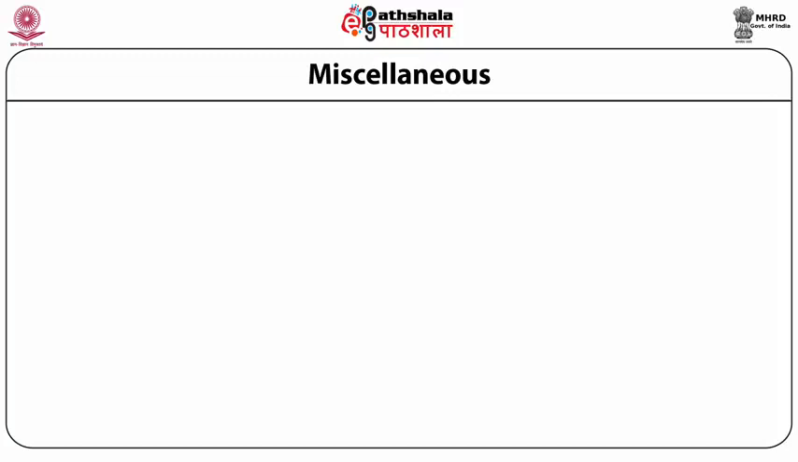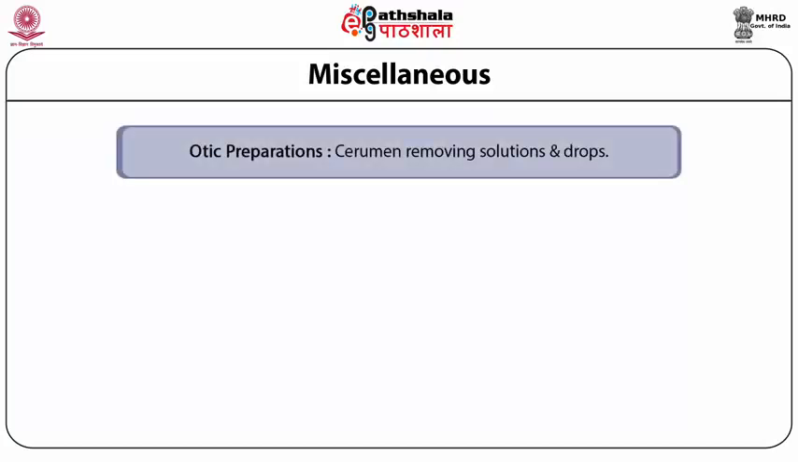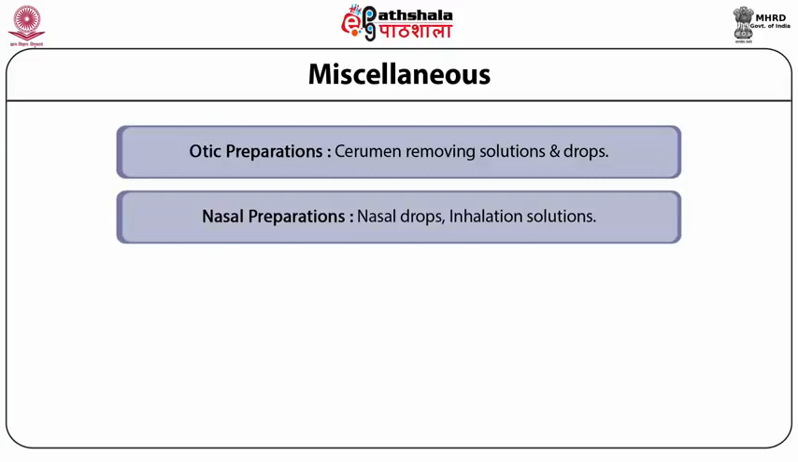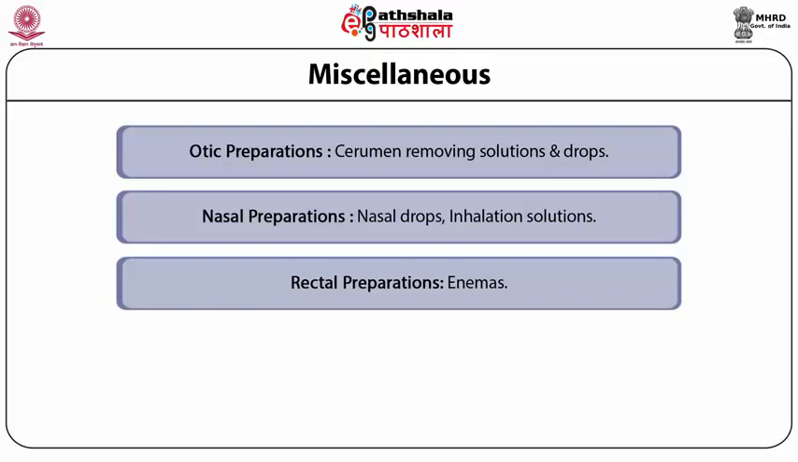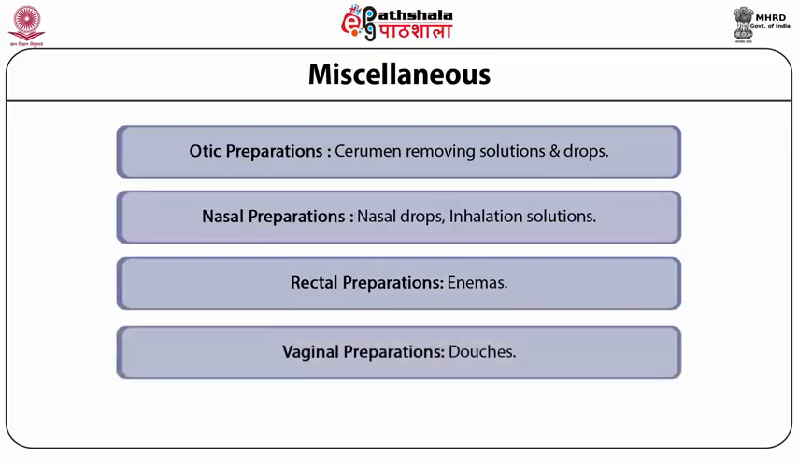Apart from all the categories we discussed so far, a few other formulations have been kept under a miscellaneous category that includes otic preparations, nasal preparations, rectal preparations and vaginal preparations. Otic preparations are to be used exclusively for ailments or diseases associated with the ear. They include cerumen removing solutions and drops. Nasal preparations include nasal drops and inhalation solutions. Rectal preparations include enemas, and vaginal preparations include douches that are used for cleansing purposes.